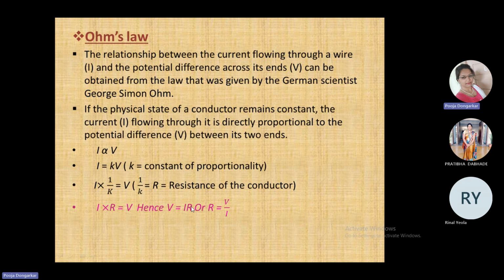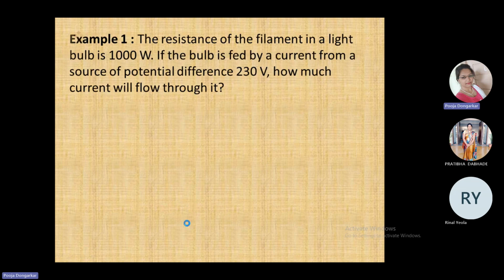I is equal to V by R. Or we have seen the resistance formula also: R is equal to V by I. We can use any formula. Now we can solve some examples on this formula.